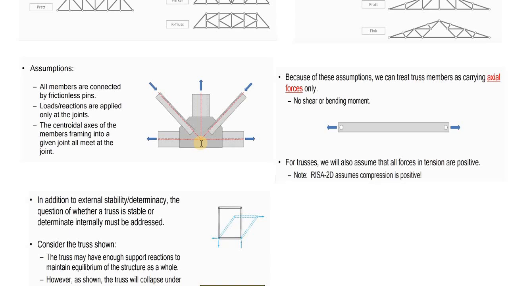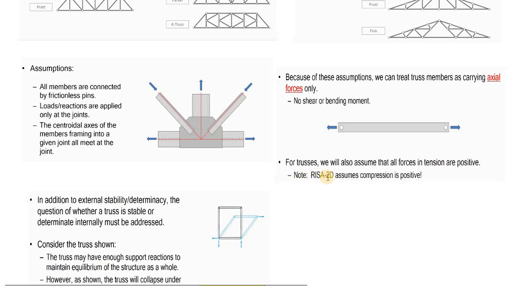So if the load goes through the centroid, there is no bending, there is no moment. Because of this assumption, we can treat truss members as carrying axial forces only. Like I said, there is no shear or bending moment. So for trusses, we also assume that all forces in tension are positive.